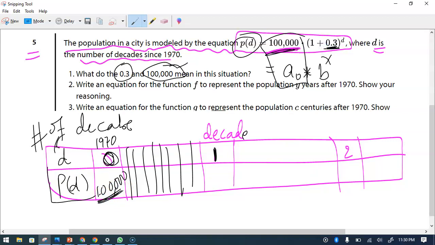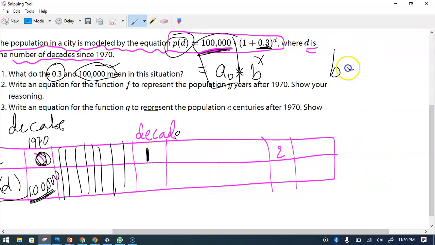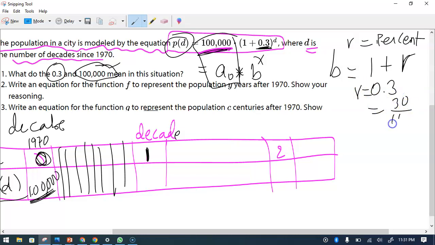Now, what does B mean? B is the factor, right? B is always 1 plus R, where R is the percent increase or percent decrease. So R is the percentage. So here it says 0.3. So R is 0.3, which when multiplied by 100 gives you 30, and divided by 100, that is 30%.